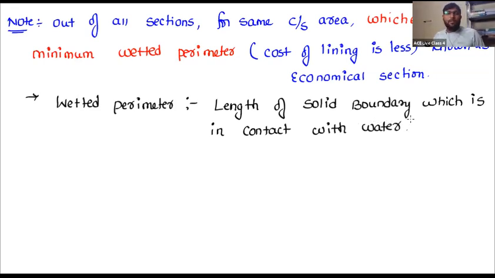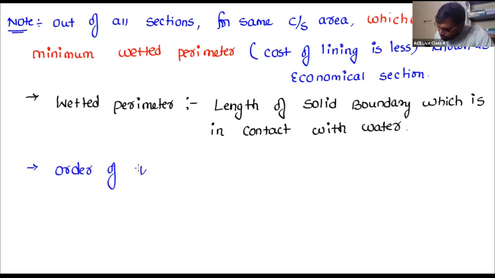So the length of the solid boundary which is in contact with the water, we call it as a wetted perimeter. So now, sir, you are saying for same cross section area, which one has a minimum wetted perimeter, and which one has a larger wetted perimeter?